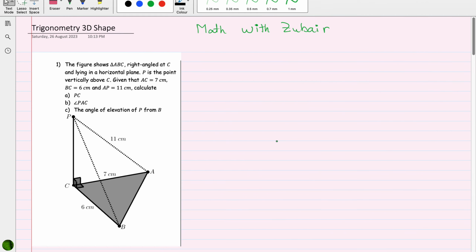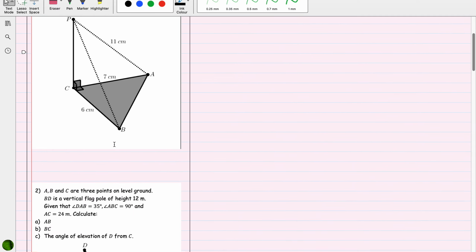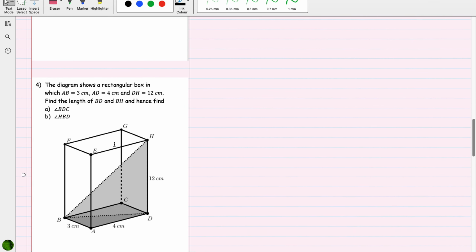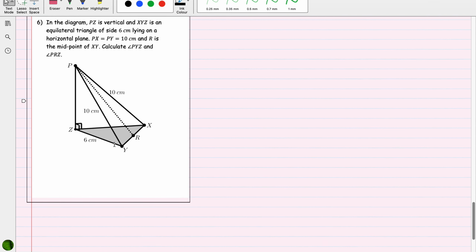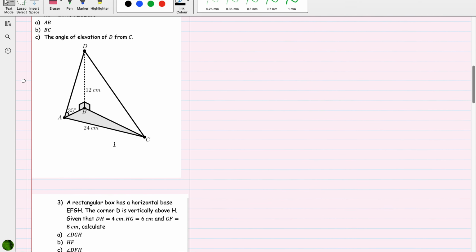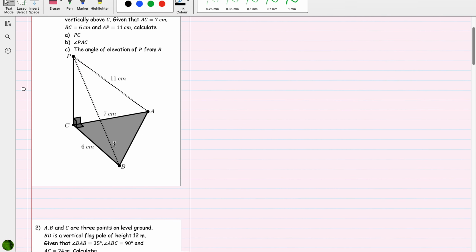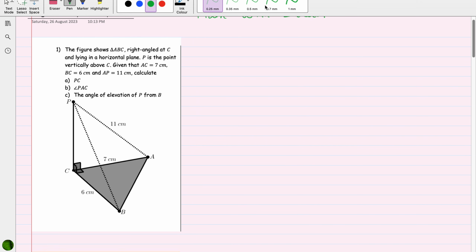Today we'll be covering trigonometry of 3D shapes, and we will cover around 6 of these questions in this video. I'll try to be quick to make it short. Okay, question number 1. In the figure, triangle ABC is right-angled at C. So get familiar with this shape: right angle at C and lying on a horizontal plane.